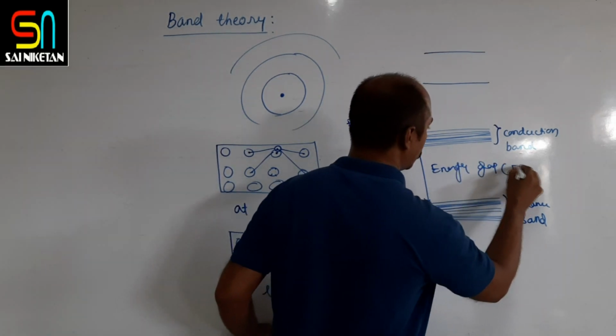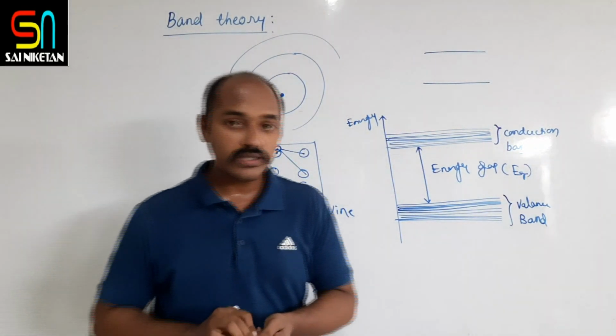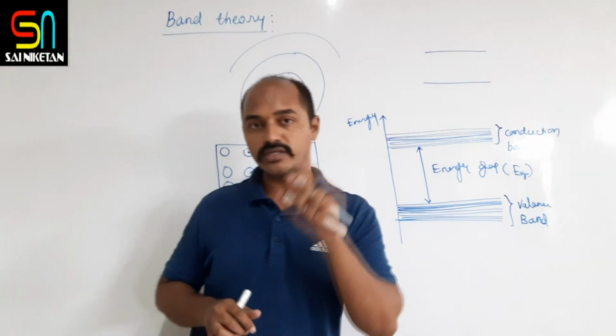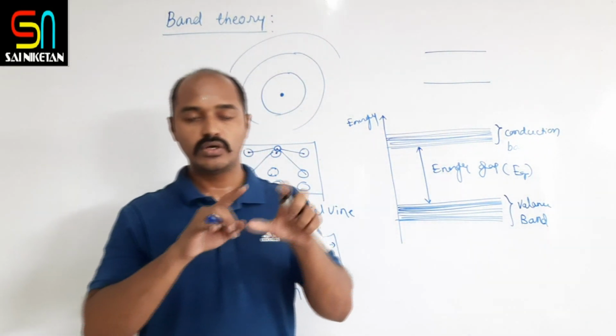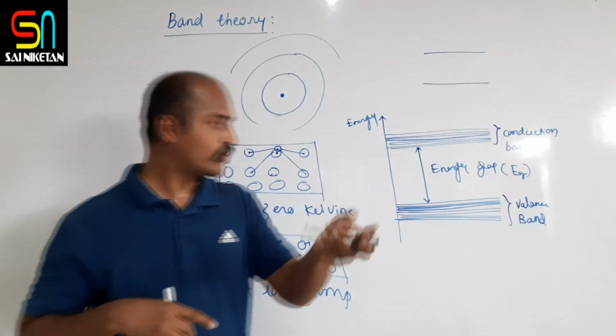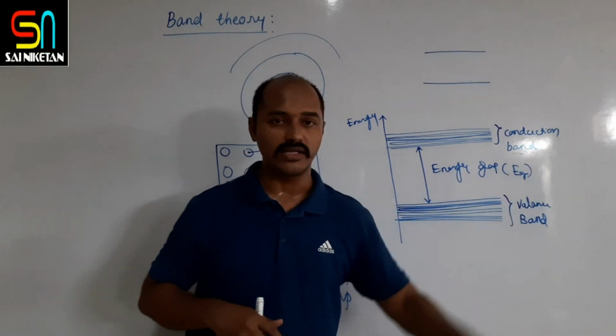It is denoted by EG, the energy gap. Depending upon this energy gap, we are classifying solids once again into conductors, insulators and semiconductors. Before going to that classification, let us define the conduction band and the valence band.